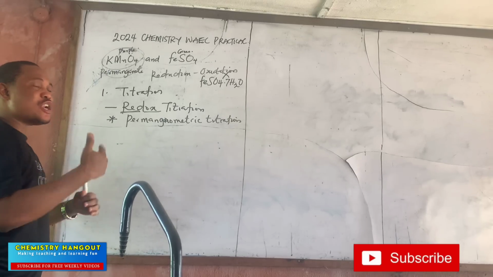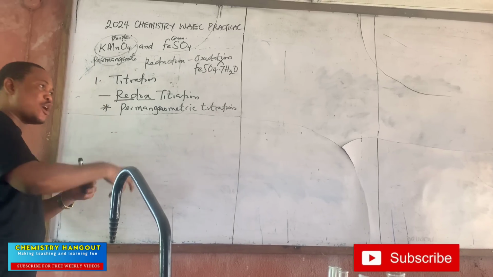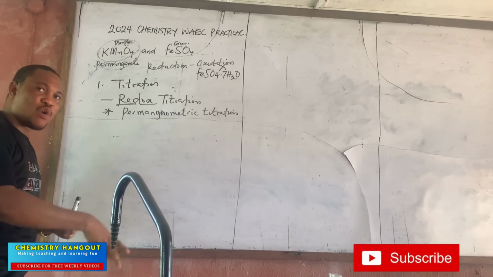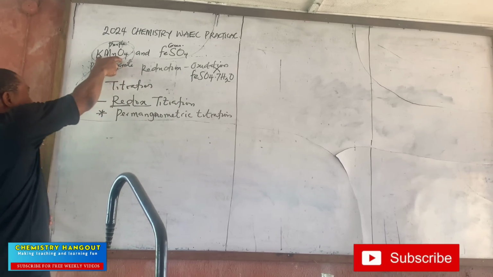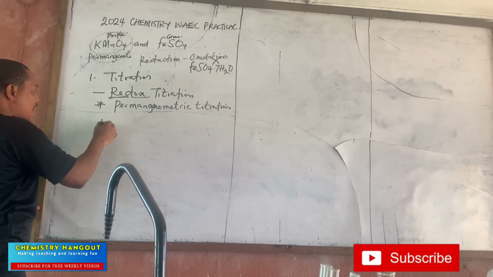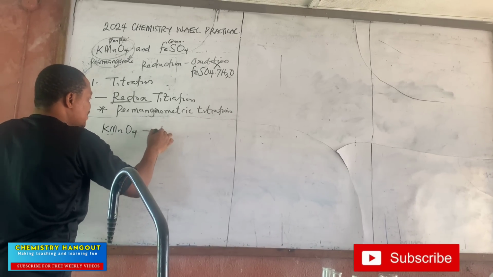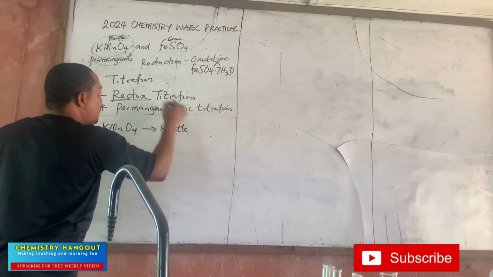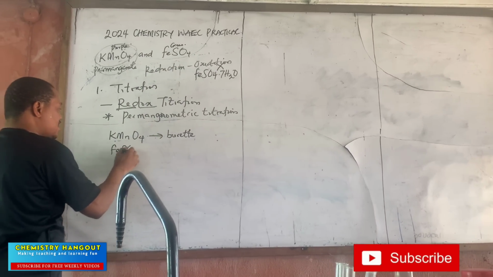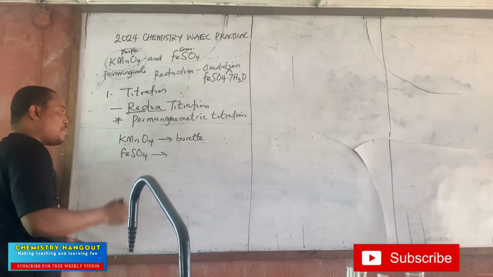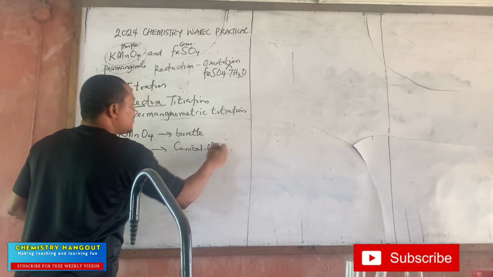Remember that in our normal acid-base titration, the acid is going to be in the burette, while we pipette our base, which will be in the conical flask. But for our redox titration, our purple KMnO4 will be in the burette, while our iron 2 sulfate is the one we are going to pipette, that will be in the conical flask. I want to believe this is clear.